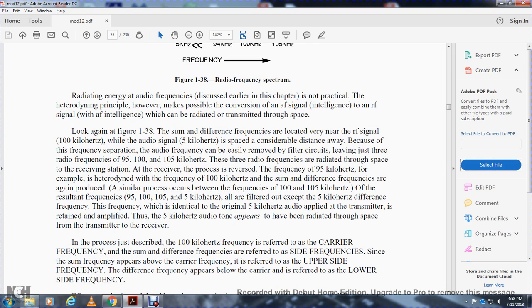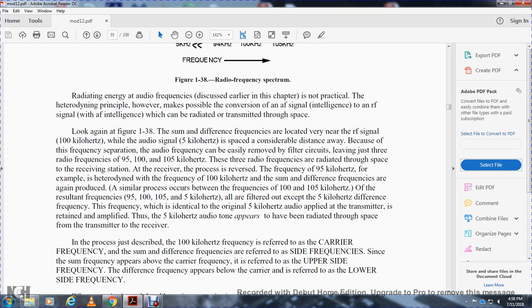Look at it again in Figure 138. The sum and difference frequencies are located very near the radio frequency signal of 100 kilohertz, while the audio signal of 5 kilohertz is considerably far away. Because of the frequency separation, the audio frequency can easily be removed by a filter, leaving just three radio frequencies: 95, 100, and 105 kilohertz. These three radio frequencies are radiated through space to the receiving station.